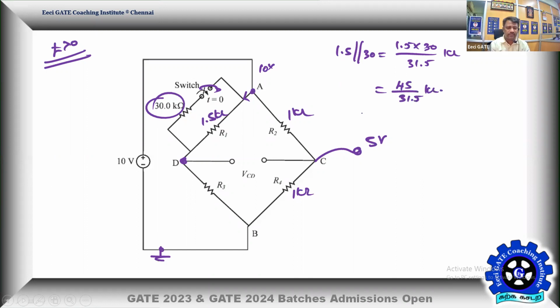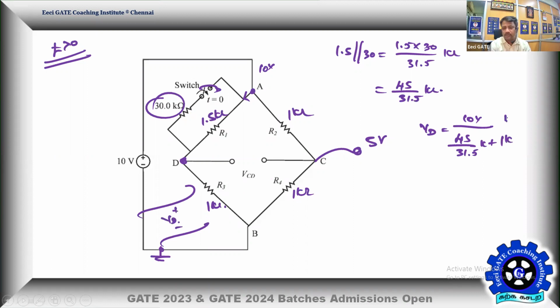Okay, that's your resistance. So let me go by potential division straight away. So VD is equal to 10 volt divided by this resistance 45 by 31.5 kilo plus the R3, that is equal to 1K, and it is the voltage across R3. So this is your VD. So plus 1K, into 1K will be the potential VD. Let me evaluate. We'll see what is the VD. Accordingly, we'll determine the solution.